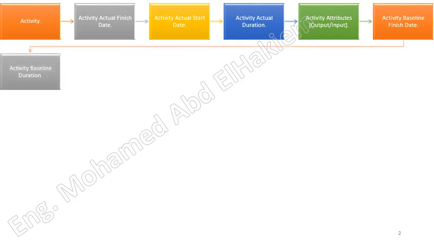Activity baseline duration. The total number of work periods in calendar units between the activity baseline start date and activity baseline finish date of a schedule activity is determined by its approved project schedule baseline. Activity baseline start date. The point in time associated with the beginning of the schedule activity in an approved project schedule baseline. See also activity current start date.